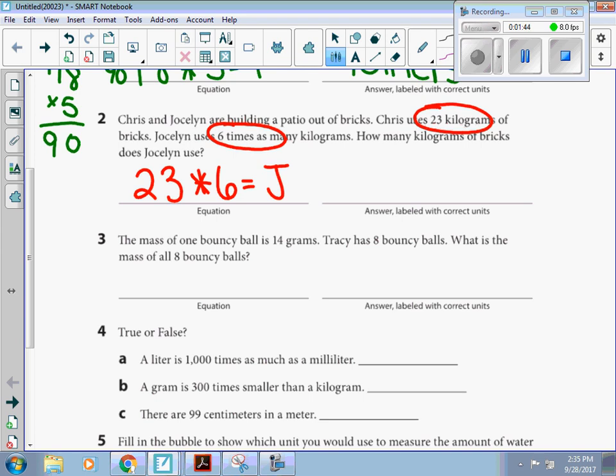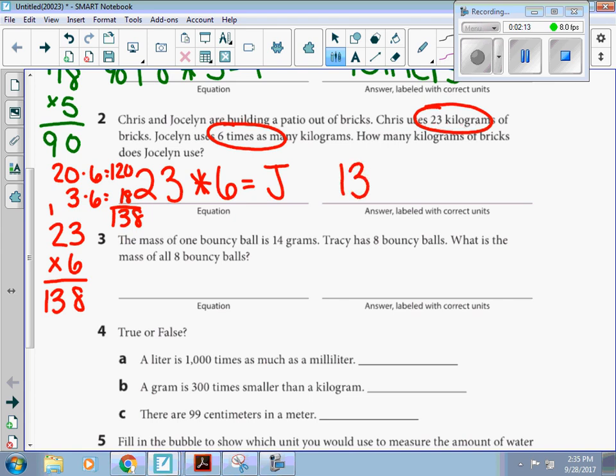Okay? Again, you can break up 23 into 20 times 6 and 3 times 6. There's 120 and 18. So we end up with 138. If you know your multiplication, times 6, 6 times 3 is 18, carry my 1, 6 times 2 is 12, plus 1 is 13. Both instances, I end up with 138, and I'm talking about kilograms. So you can write it out, or you could abbreviate it kg.